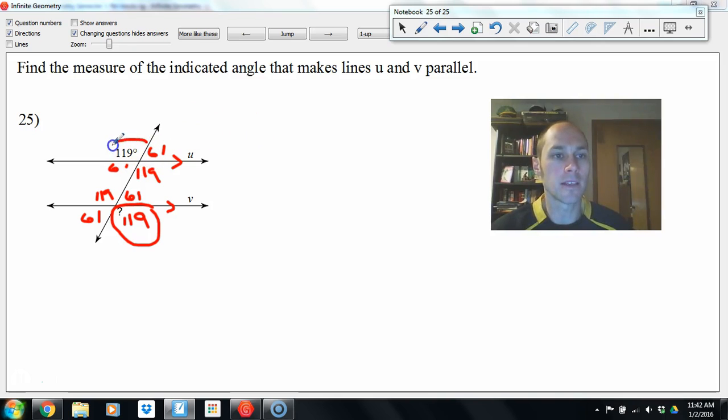The other way we can figure that out is these two angles are alternate exterior angles. Alternate exterior angles are congruent when lines are parallel.